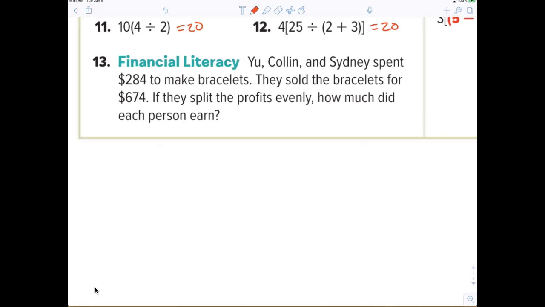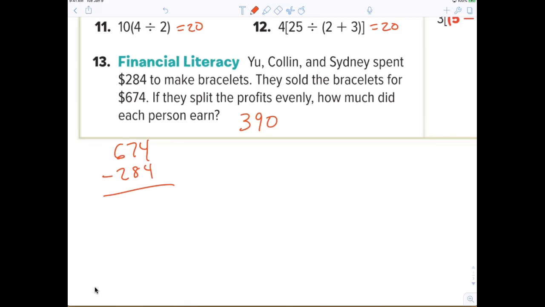All right. So these people got together and they spent $284 to make bracelets. After they made the bracelets, they sold their bracelets and made $674. The question is, how much money did they make? They made $390. That's exactly correct. Because we did 674 minus 284.